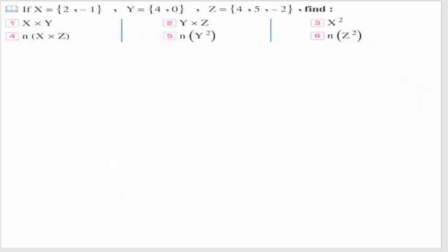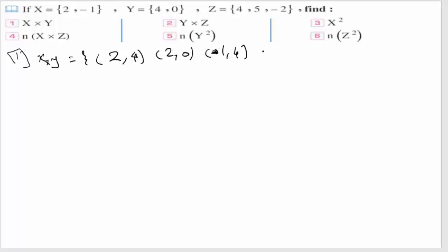Okay? The next example, x equals 2 and negative 1, y equals 4 and 0, z equals 4, 5, negative 2. First part, find x product y. So I will take each element from x to put it in an ordered pair with each element in y. So x product y equals, I will start with 2 with 4, 2 with 0, and negative 1 with 4, negative 1 with 0.